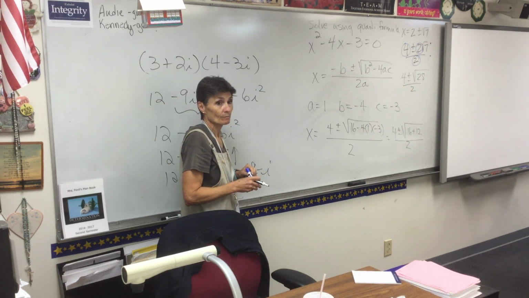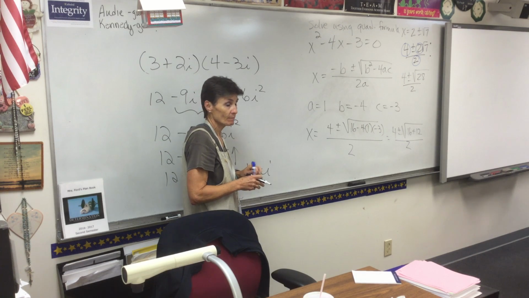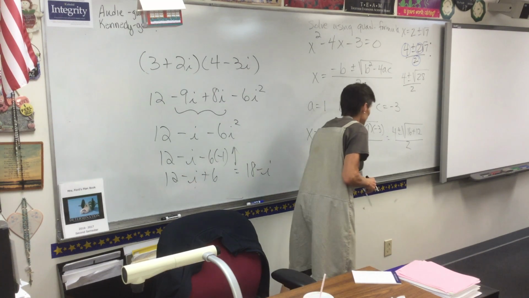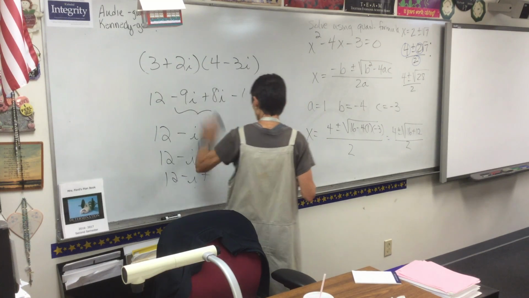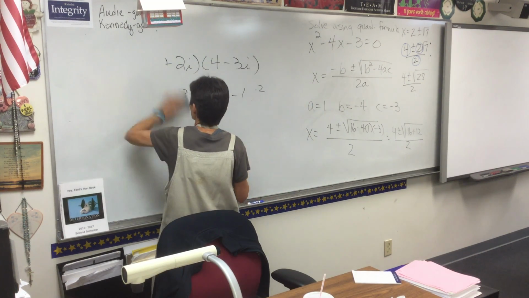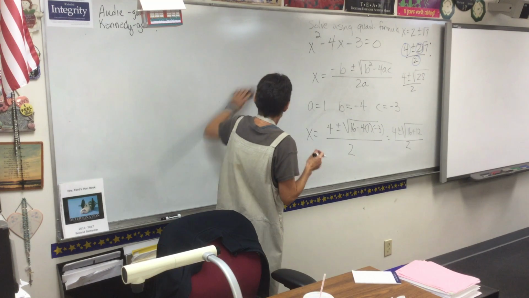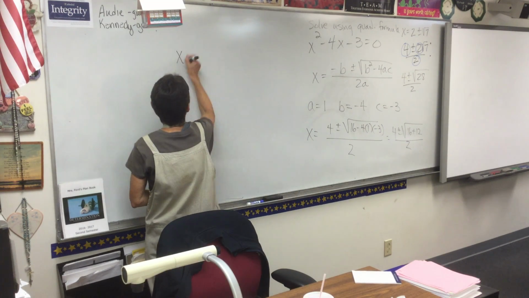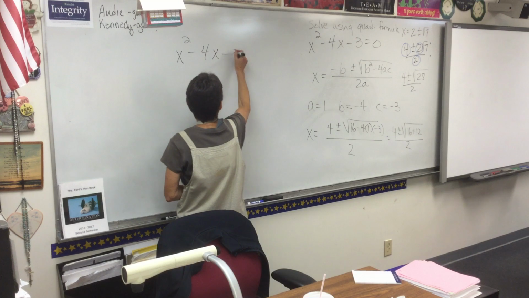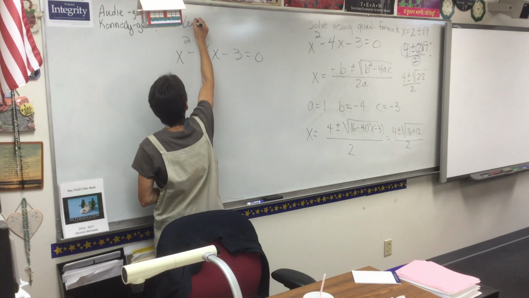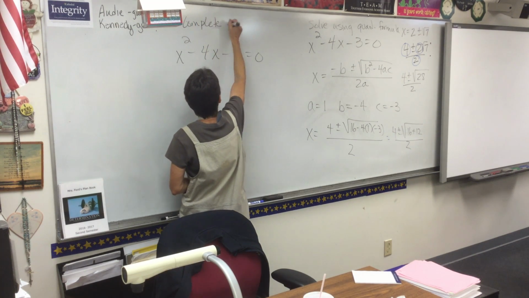Okay? Now, the second question on the quiz, or another question on the quiz, I don't know what order it'll be, but a second question says, x squared minus 4x minus 3 equals 0. Complete the square.